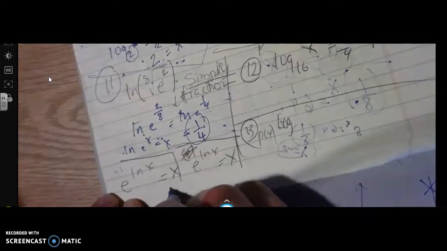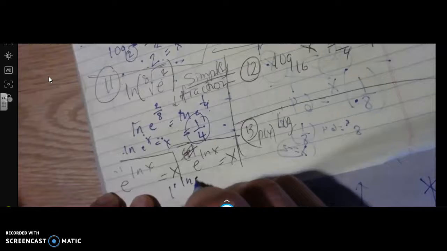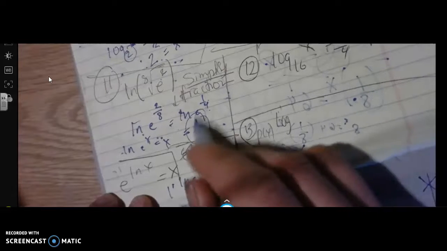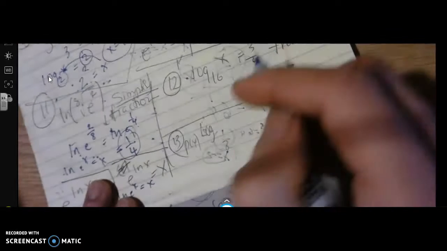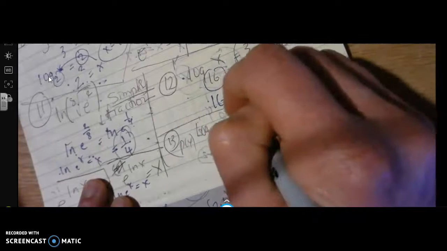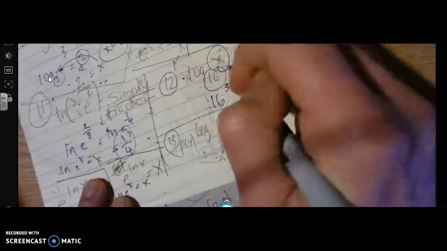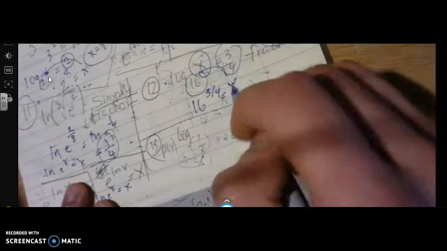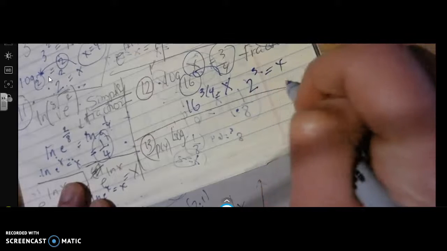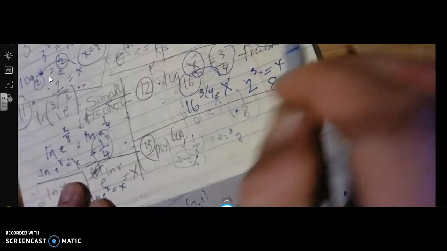So e to the ln x and ln of e to the x is equal to x. Okay, so remember those, they undo one another. So the answer for that one is just 1/4. Over here we have to solve 12. It's going to be 16 base, right? This becomes the exponent. 16 to 3/4 equals, remember what you're taking the log of goes near the side. So that's the 4th root of 16, which is 2. 2 to the 3rd power is equal to x, so therefore x is equal to 8.